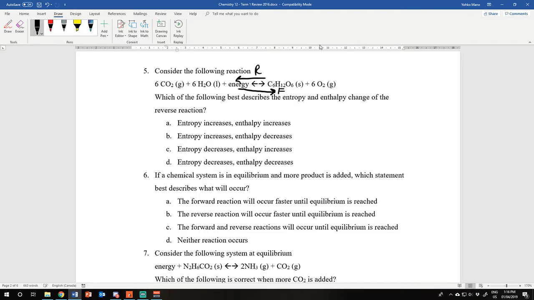Okay, now entropy, gotta define these. Entropy, I think, was introduced this year. Yes, entropy, and this is randomness.